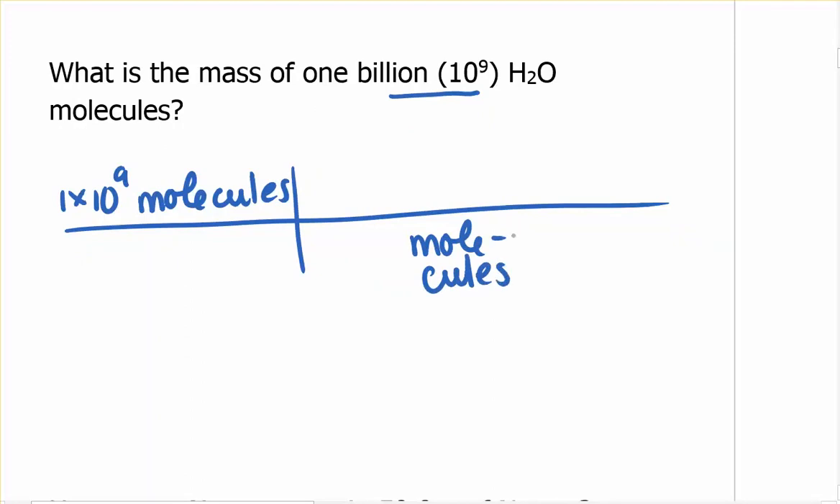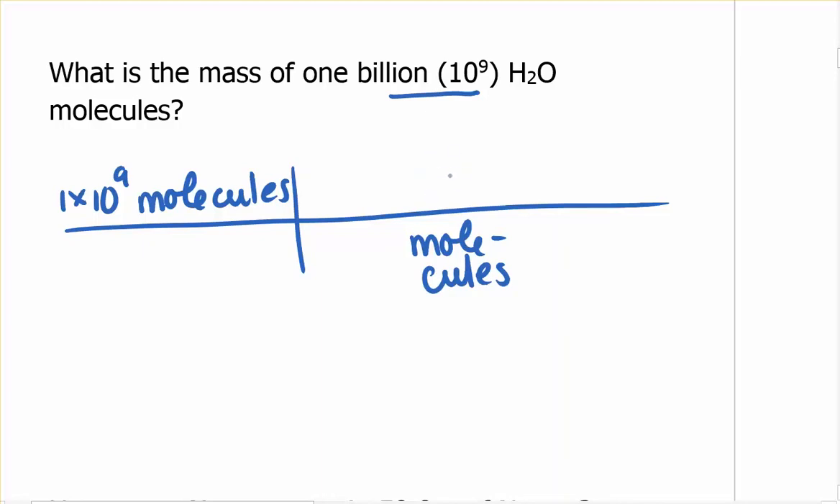Scrunch this up. Notice that you don't want to abbreviate molecules with just mole, M-O-L-E, because then it looks like mole instead of molecules, and you don't want to mix those up. They're different things, and it'll throw your math way off. Anyway, so I don't want molecules. What should I go to next?